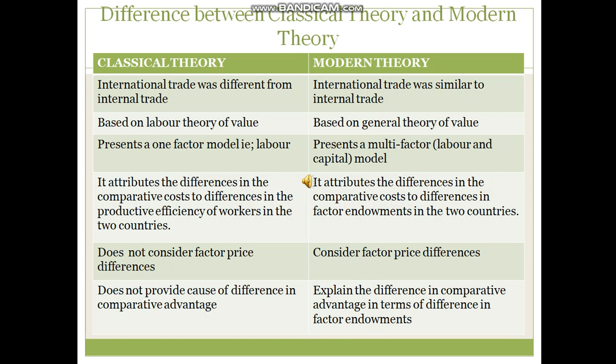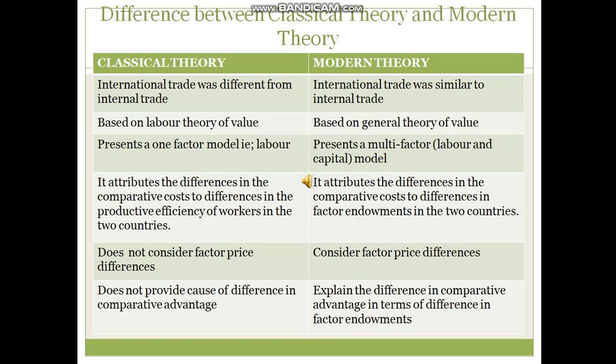Today we are going to discuss the difference between classical theory and the modern theory. According to the classical theory of economics, international trade was different from internal trade, whereas in case of modern theory, international trade was similar to internal trade. And classical theory is based on labor theory of value, whereas modern theory is based on general theory of value.